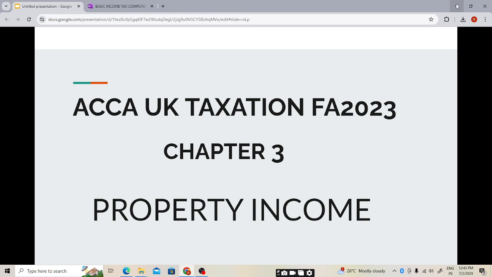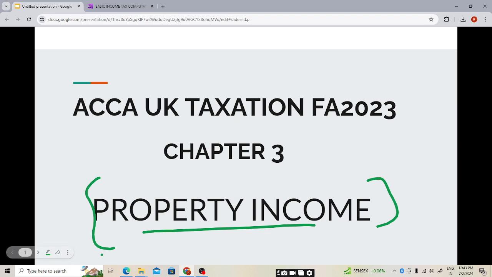As in a previous session, we had completed chapter number 2, that was investment income. In today's class, we will be starting with a new chapter, chapter number 3, property income. In this chapter, we will be dealing with the rental income which we earn through our property by letting it out. We will be covering the rental income, and what expenses are allowed to be deducted under property income so that we arrive at our net income.